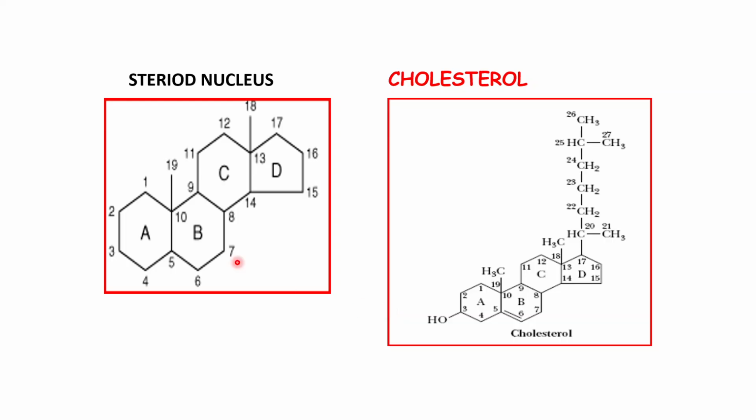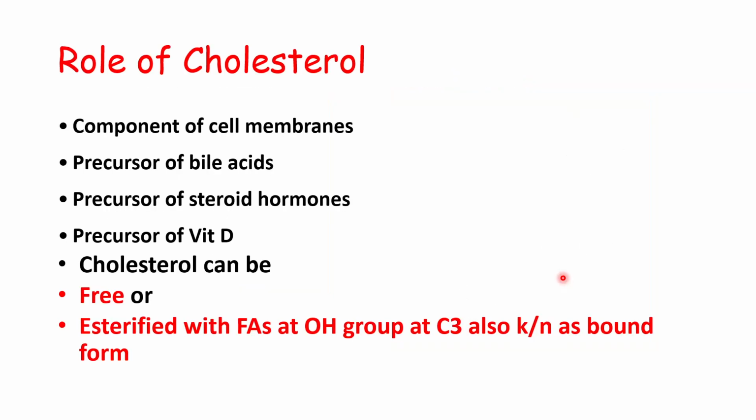So you can learn like this. You have to make like this. There is a methyl group on the 19th position, hydroxyl group at the 3rd position, 5th and 6th position double bond is there, and on the 17th position the side chain is there, and this constitutes the 27 carbon moiety. Cholesterol is a 27 carbon moiety.